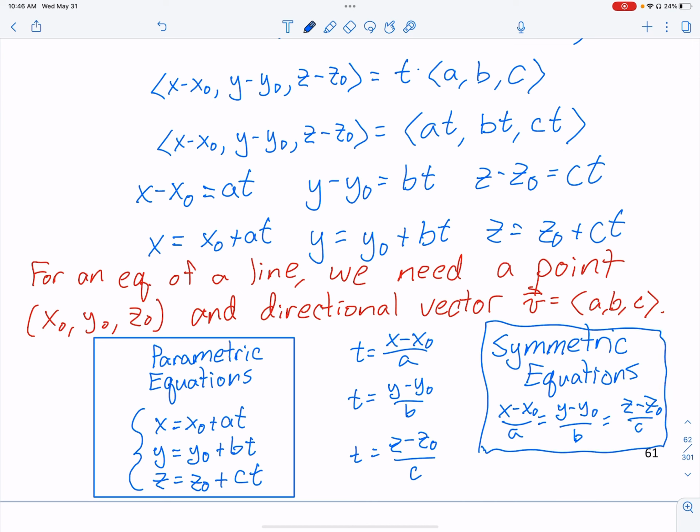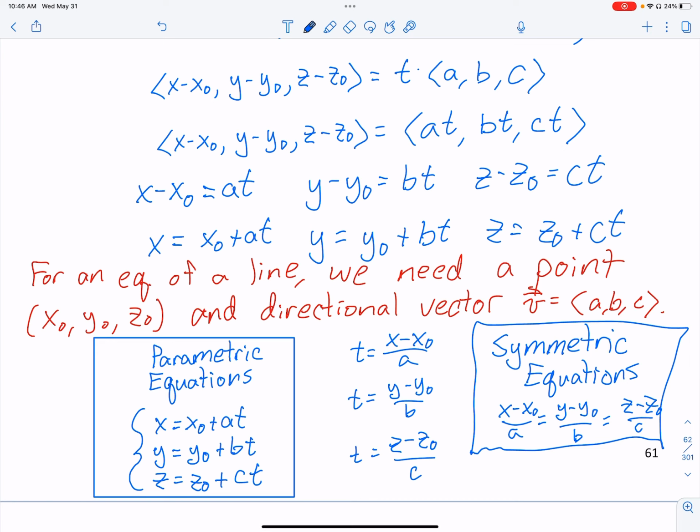Those are our parametric equations. I don't think that's going to fix for me. So these are our parametric equations. So we have only two different ways. I can't get my box to work. I'm going to leave it like that.